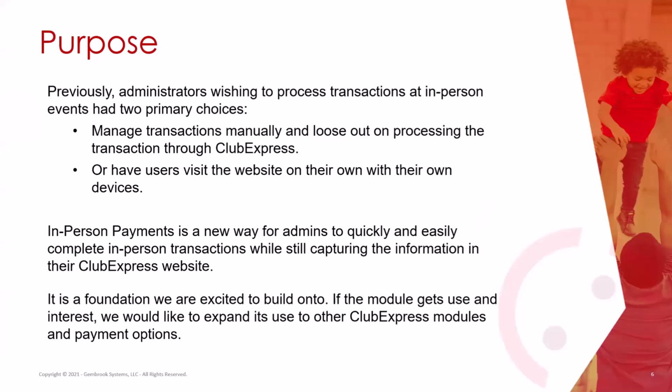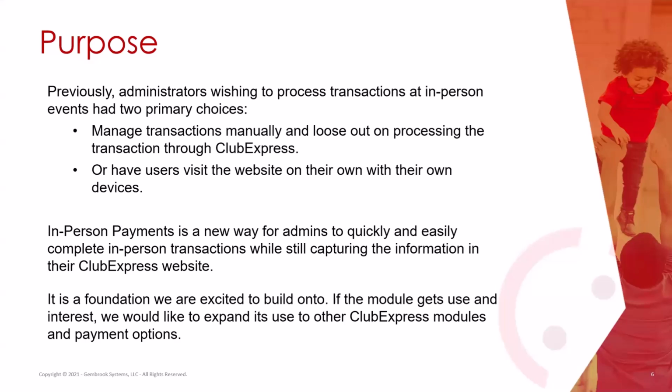The other option was to just instruct their users or their contacts to use the ClubExpress website and go online themselves to, say, the storefront and make a purchase that way. And then they could give them a physical item in person once they proved that they made that purchase. But both of those are kind of disconnected. One of them has them not tracking the information on ClubExpress, which isn't ideal. The other one has you instructing a user to do it on their own device, which is also not ideal.